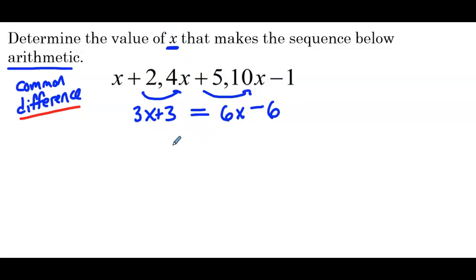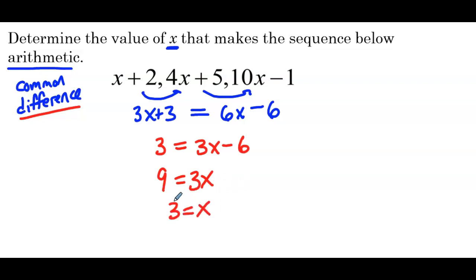So let's solve this. So we can subtract 3x, so 3 equals 3x minus 6. Add 6 to both sides, 9 equals 3x. Divide both sides by 3, 3 equals x. So if x equals 3, that makes this sequence arithmetic.